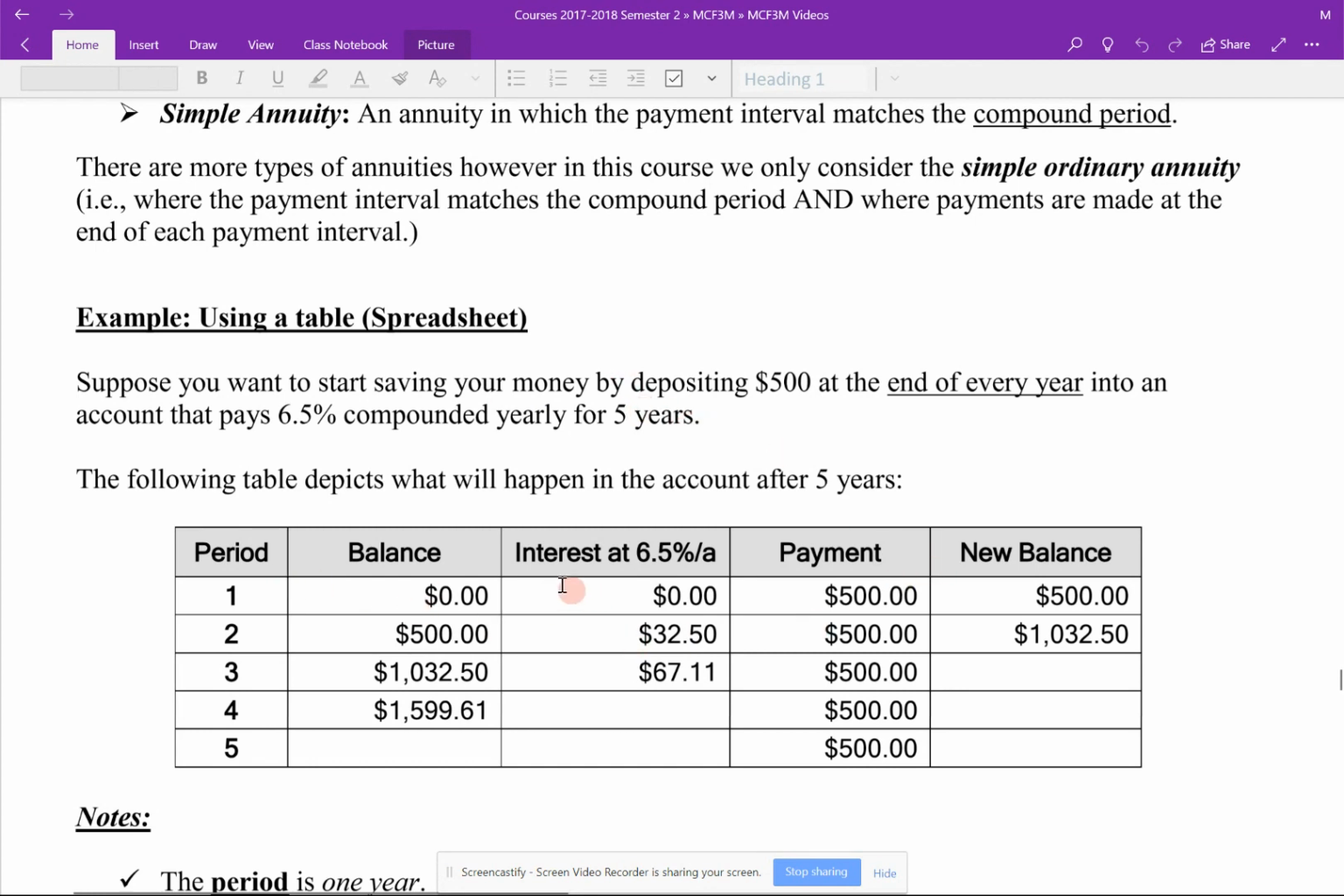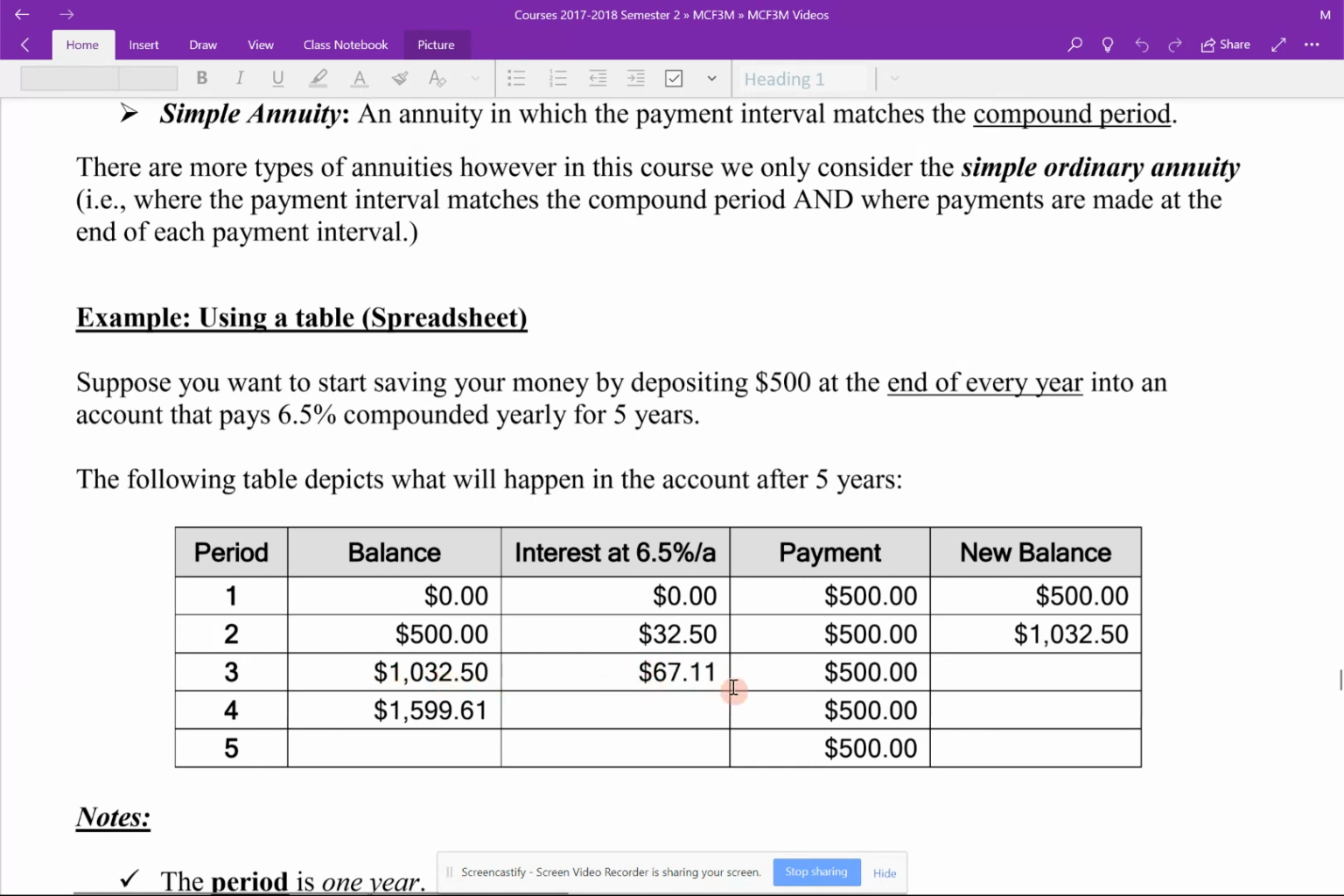So in the beginning, you have nothing, okay? But then you make a payment at the end of the compounding period. Remember, you're always making a payment at the end of the period. Payments are made at the end of each interval. So $500 at the end of the interval, $500 is our balance. The next year, we calculate interest, $32.50, and then we make another $500 payment. Our new balance is this 500 plus the 32.50 plus the 500 for a total of $1,032.50. Then that becomes your balance for the next year.